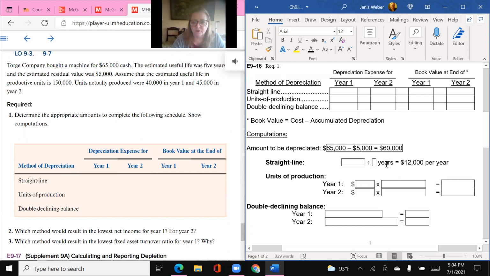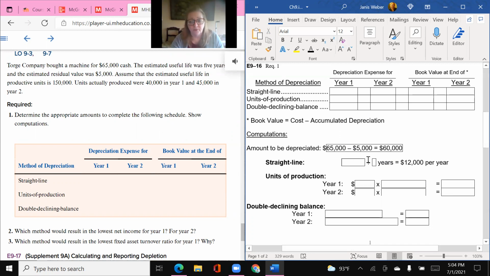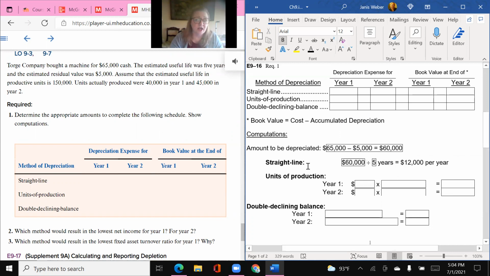So let's do our calc for straight line. We're going to take $60,000 divided by the number of years. It was an estimated useful life of 5 years. So you could take 60,000 divided by 5, and that will give you 12,000 a year. Or you could take 60,000 times 1/5, which is the same exact thing. That would give you 12,000 a year.